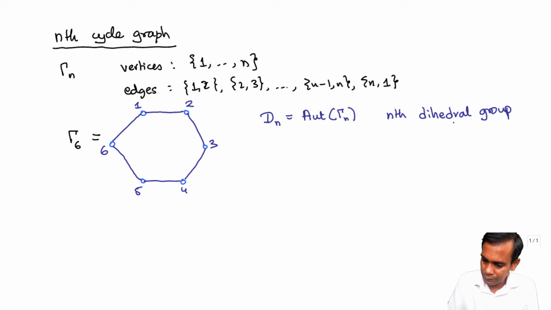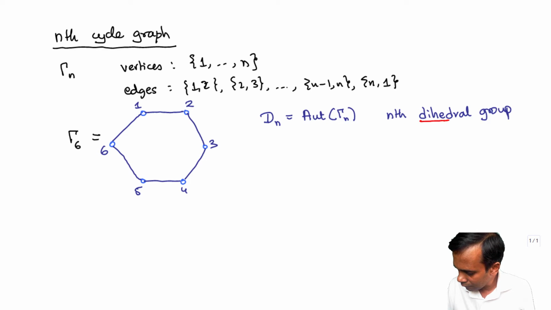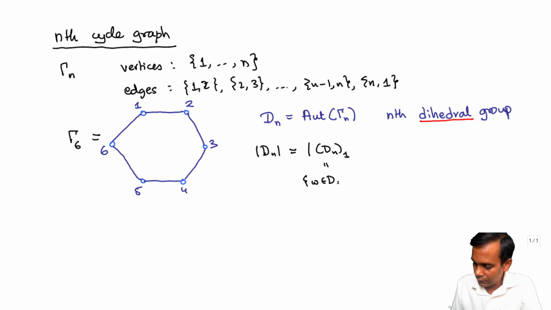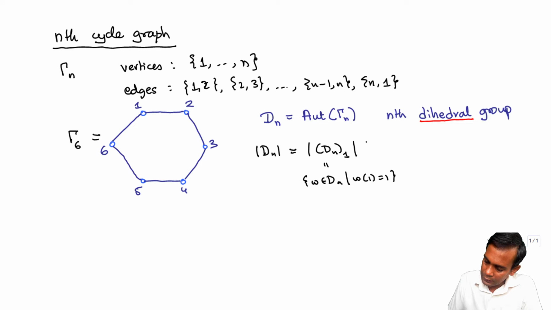Okay, so what's the order of Dn? We've seen already how to compute this. We did the example for D4 in fact when we looked at the automorphism groups of the square. So the order of Dn is the number of elements in Dn that fix the point 1, so w in Dn such that w of 1 is 1, times the size of the orbit of 1 under Dn.